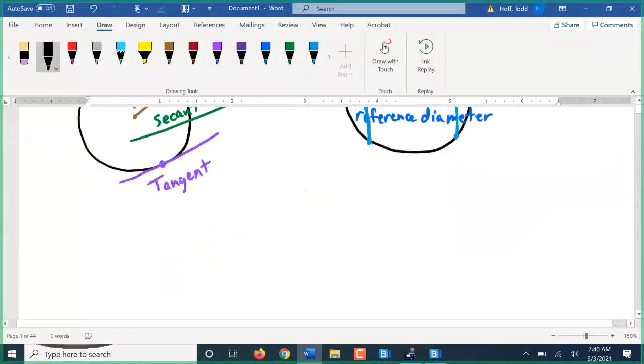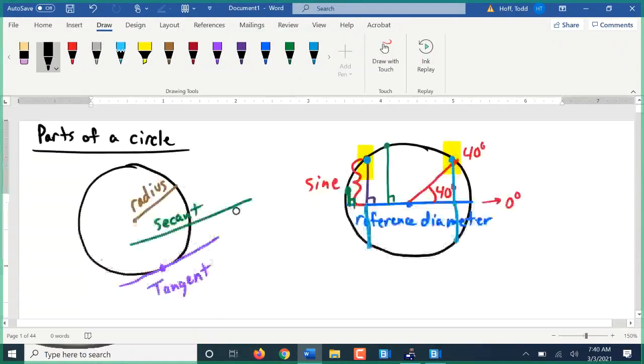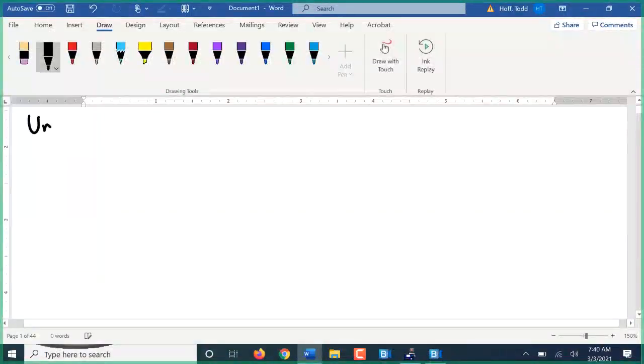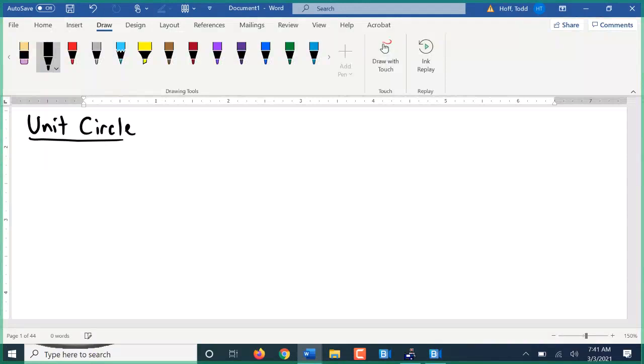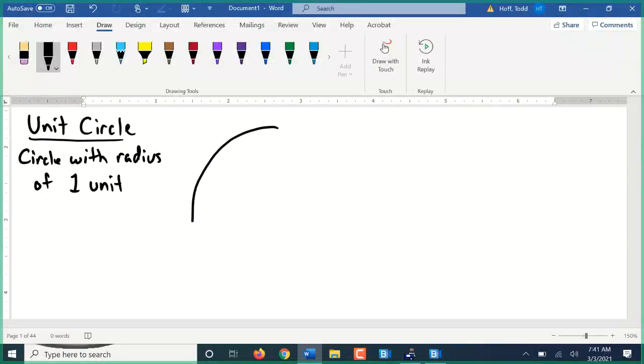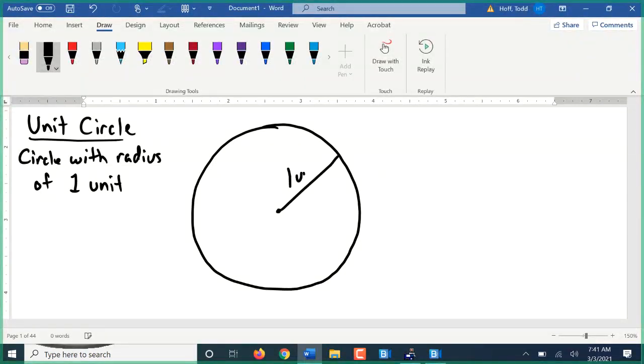Why am I talking about all this? We're going to define something called a unit circle with radius 1 unit. That means from the center of the circle out, this is 1 unit.